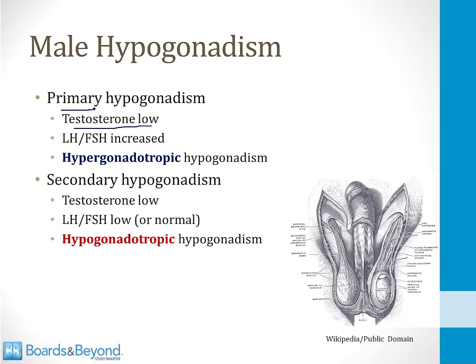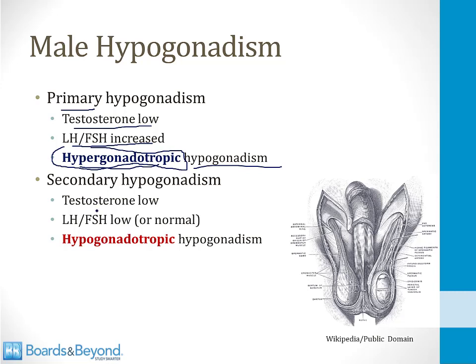However, in primary hypogonadism, the problem is with the testes, so the LH and FSH levels will be increased because the pituitary gland is trying to drive the dysfunctional testes to make more testosterone. In your textbooks, this form of hypogonadism is often described as hypergonadotropic hypogonadism. It's called hypergonadotropic because the gonadotropes LH and FSH have their levels increased.